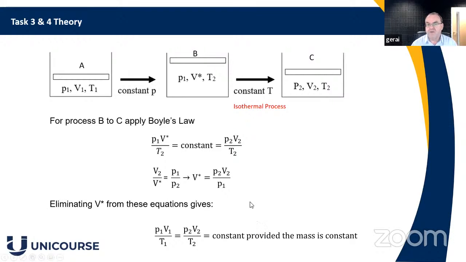So now this time we're going to go from B to C. For process B to C, we're going to apply Boyle's law. Boyle's law is constant temperature. So the temperature at point B, called T2, would be the same as the temperature at point C. That's going to be T2 as well.